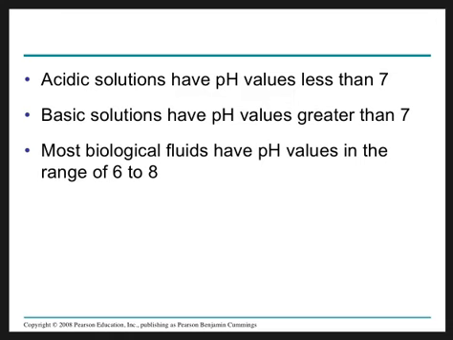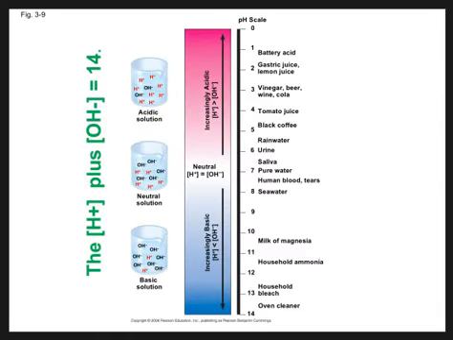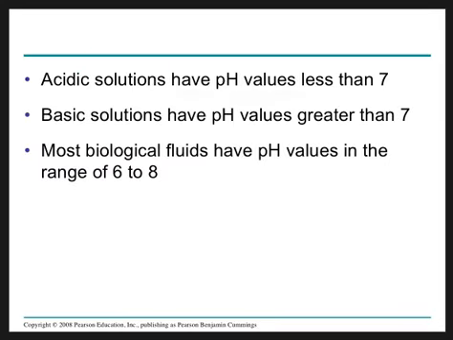Acidic solutions have pH values less than 7. If the pH is less than 7, somewhere between 6 and 0, then it's acidic. Basic or alkaline solutions have pH values greater than 7. Most of the biological fluids in mammals are somewhere between 6 and 8. Okay?